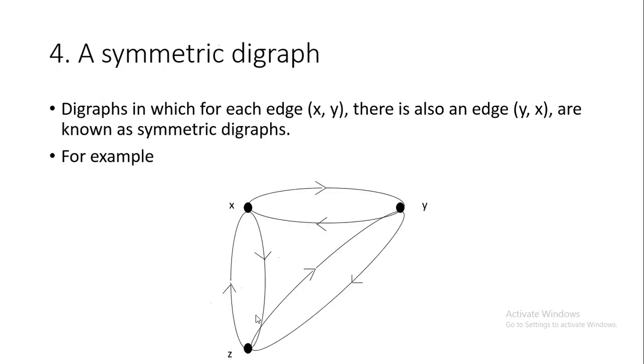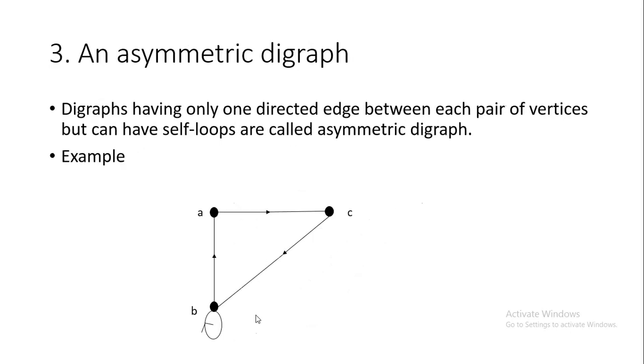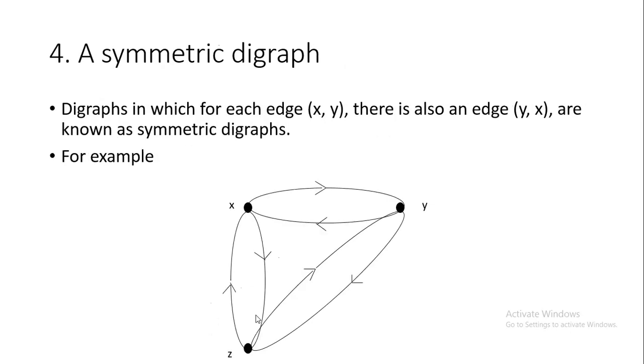Next, a symmetric digraph. Digraphs in which for each edge xy there is also an edge yx are known as symmetric digraphs. It is totally opposite of the asymmetric digraph. In the asymmetric, only one directed edge between each pair of the vertices, but in this, for each edge xy there is also an edge yx. So this is the condition for the symmetric digraph.